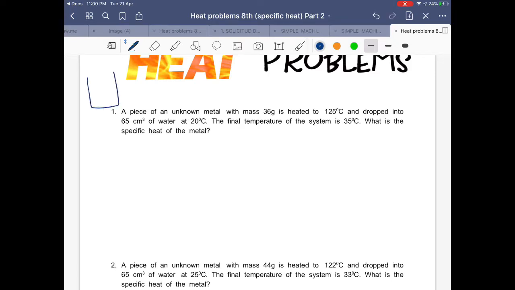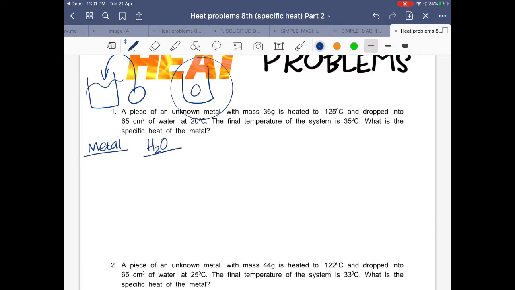You have your cup here with water and you're putting the metal inside, and then when it's inside, they will both have the same temperature, which is 35 degrees Celsius. We will have a metal that we don't know which one it is, and water. For both, we need mass, specific heat, temperature 1, and temperature 2. Okay?